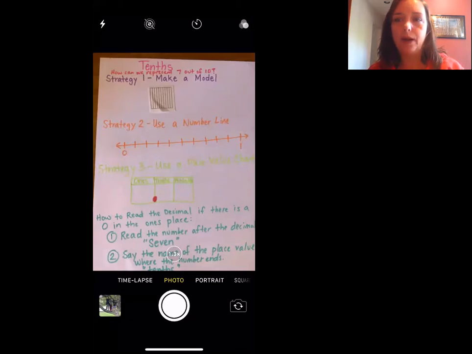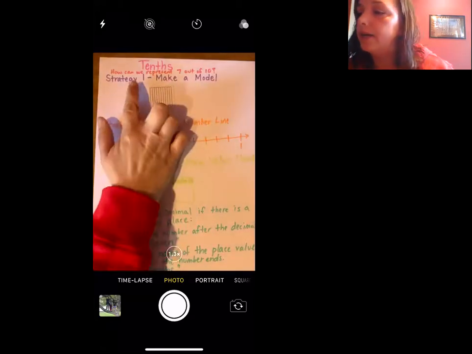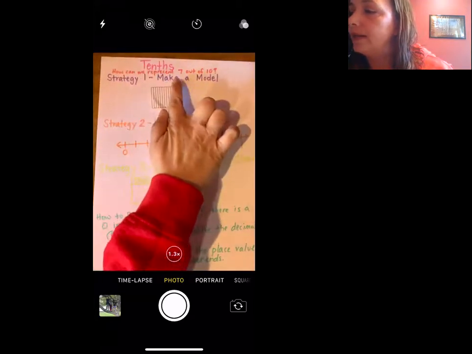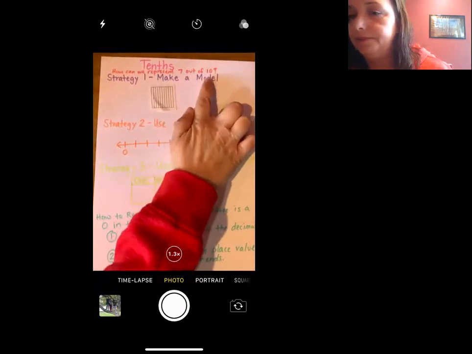So what I'm going to be doing right now is talking to you about tenths. For tenths, we talked yesterday about using the money model. I have a couple of strategies that I want to share with you today. What I want to look at is how can we represent 7 out of 10?